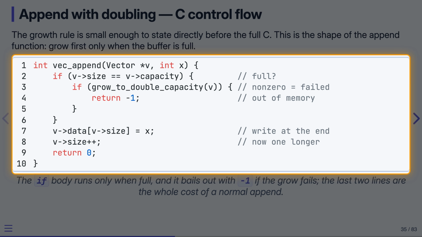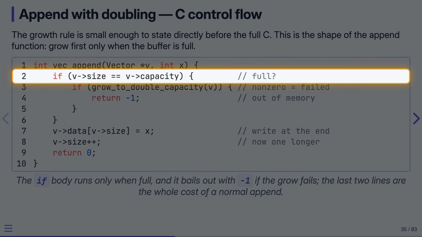Let's look at the shape of the append function. The rule is small. We grow the buffer first, but only when it is full. Everything else is just one write at the end. This line asks one question. Is V arrow size equal to V arrow capacity? That means every slot is used. There is no spare room left.